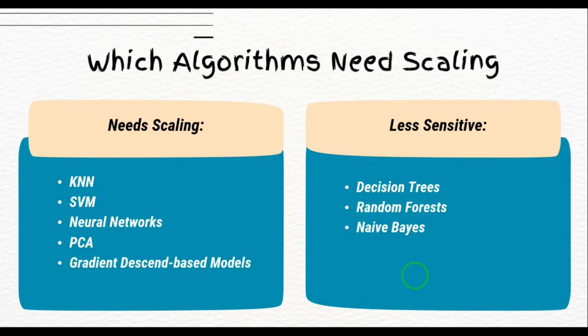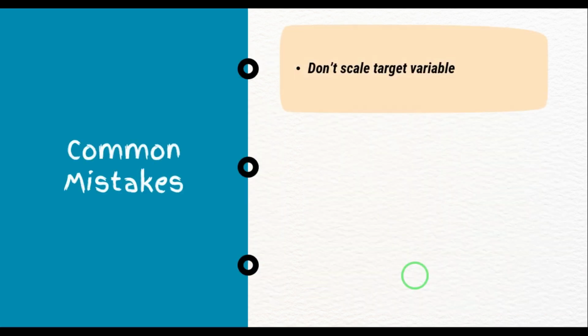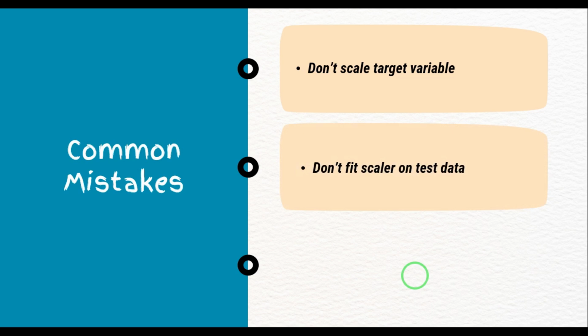There are some common mistakes when doing these two techniques. Don't scale your target variable. Do only predictors. Don't fit the scaler on your test set. That leaks information. And finally, don't mix methods. Consistency is the key. Now let's wrap up with a quick recap.